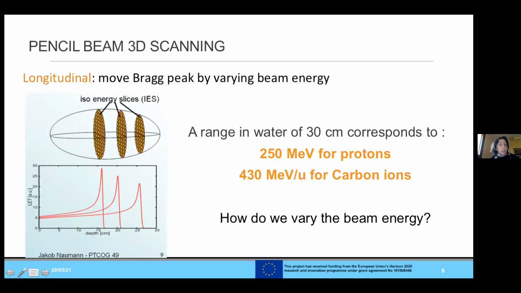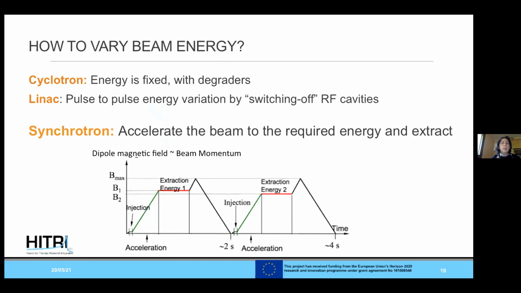And now how do we vary the beam energy? Well, it depends on the machine that you have upstream. If you have a cyclotron, we already said the energy is fixed, so you do it with insertions in the line, with degraders. If you have a full linac solution, then you can do it nicely and very fast, with some of the RF cavities. And finally, if you have a synchrotron, well, it's even easier.